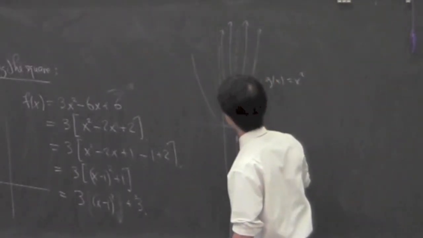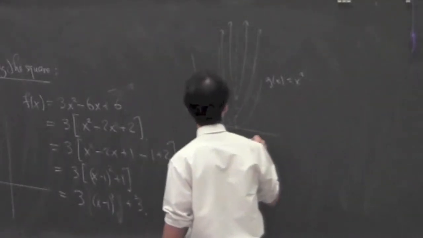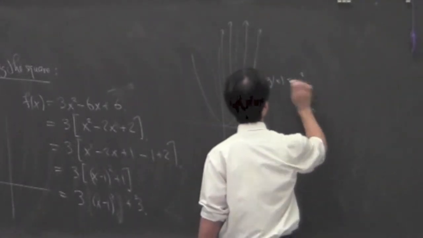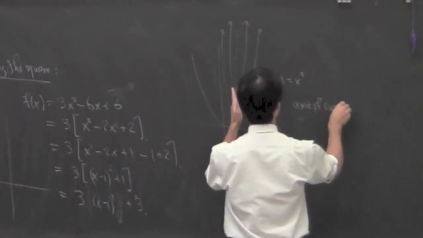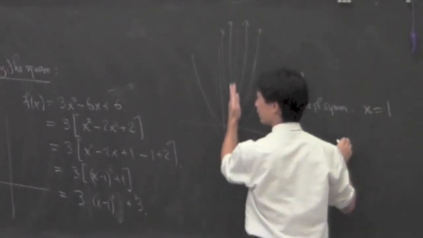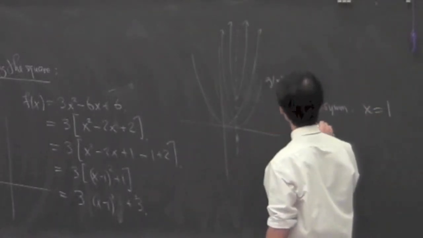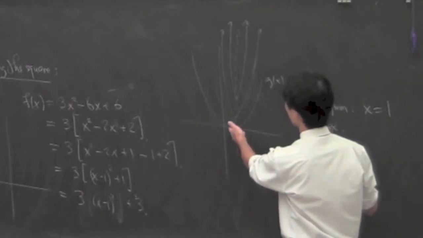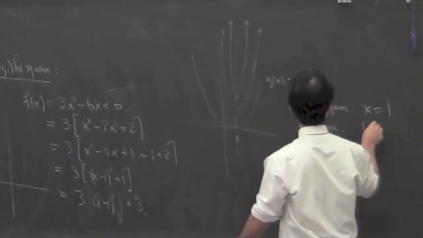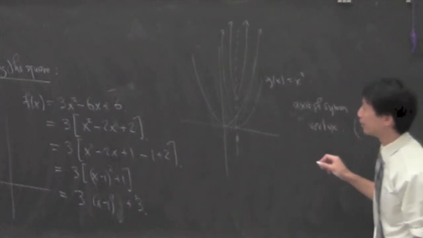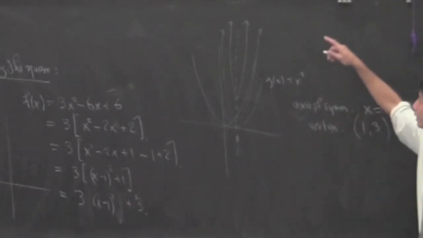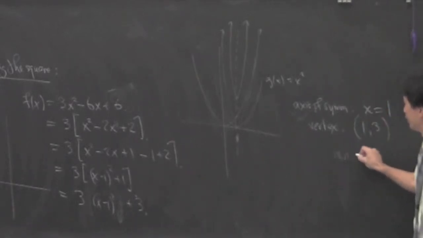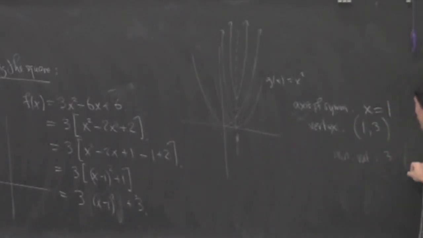Okay. And what we see is that the vertex, well, I mean, immediately the axis of symmetry is x equals 1, right? The vertex, well, it's 1, 3, right? It has a minimum value, right? You see it has a minimum value is 3 at x equals 1, right? That's where the vertex is.